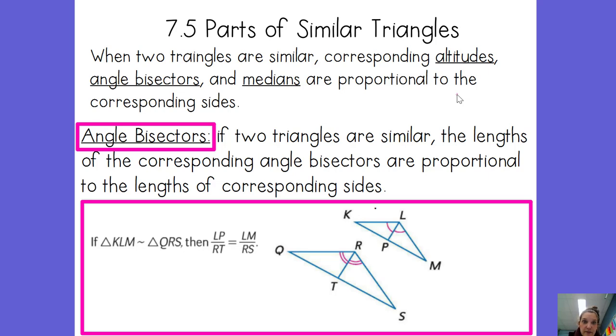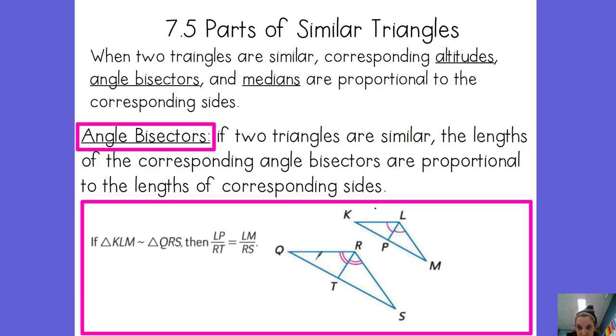When two triangles are similar, there's a special relationship between their altitudes, their angle bisectors, their medians, and their sides. So those special lines are going to be proportional to the sides. We're going to take it one thing at a time. First we're going to start with angle bisectors.